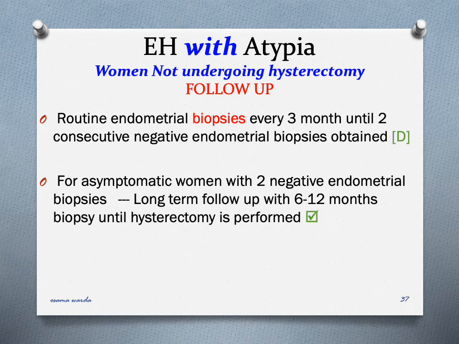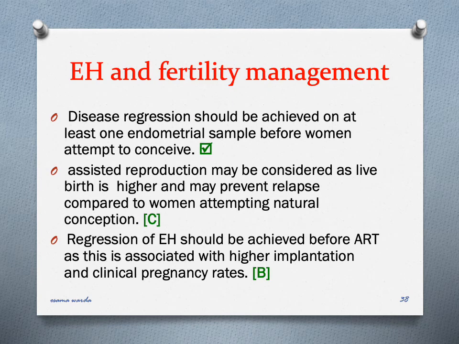For women not undergoing hysterectomy, follow up with routine endometrial biopsies every 3 months until 2 consecutive negative endometrial biopsies are obtained. For asymptomatic women with 2 negative endometrial biopsies, long-term follow-up with 6 to 12 month biopsies until hysterectomy is performed, until the reason contraindicating hysterectomy is finished or eliminated.